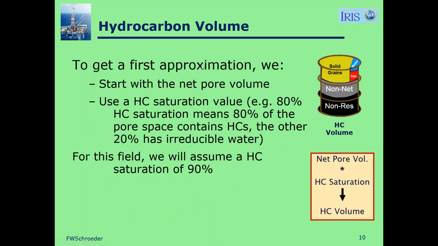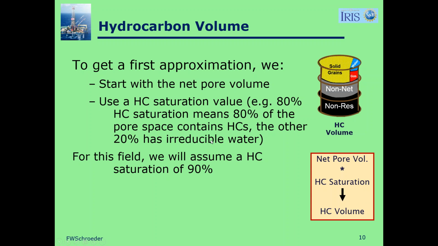So the next thing is to get the hydrocarbon volume. We start with the net pore volume. And then there's a parameter called the hydrocarbon saturation. And that means what percentage of the pore space is filled with hydrocarbon, oil or gas. The rest of it will be filled with what is called irreducible water. Usually it's going to be a salty water, so a brine. And that's the water that the hydrocarbon, as it moved into the reservoir, just couldn't elbow its way in to force all the water out.